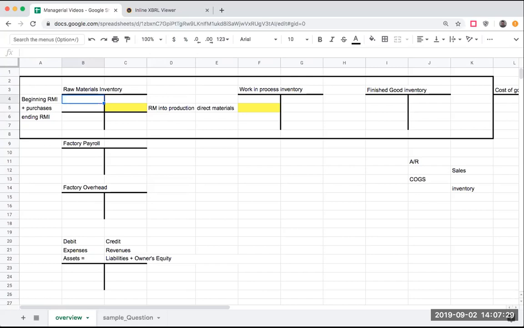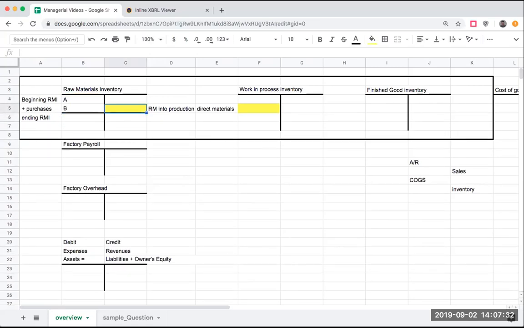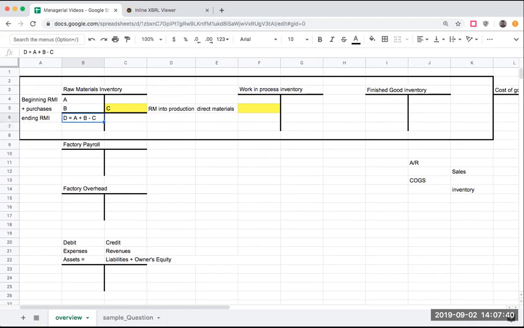If I were to write this as an equation, with A, B, C, and D, then D is equal to A plus B minus C. My beginning plus my purchases gives me goods available for sale, or in this case raw materials available for use, less what I put into production gives me my ending raw materials inventory. This is a very important part of the process. When I'm looking at work in process inventory, I know I'm going to be adding in direct materials, which is what I need to do to ultimately get to finished goods.